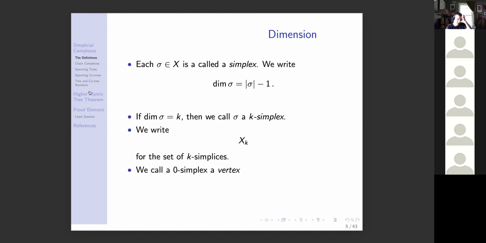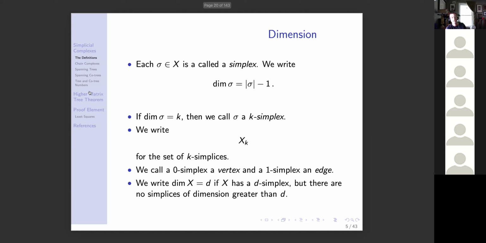Sometimes we resort to graph notation. We'll call a 0-simplex a vertex, and a 1-simplex will be called an edge. Note that a 0-simplex is just a singleton subset: it's a set with a single element, because the number of elements in sigma, if sigma is a vertex, has to be 1. Likewise, an edge has 2 elements in it. We'll write that the dimension of X is D if X has a D-simplex, but there are no simplices of dimension greater than D.